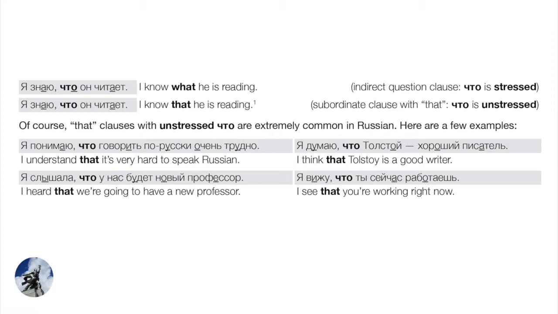Okay, let's look at a few other examples. Я понимаю, что говорить по-русски очень трудно. I understand that it's very hard to speak Russian. Now, note that especially with these that clauses in English, we typically don't use a comma there, right? But in Russian, with a subordinate clause of almost any kind, we should really use a comma, especially in written Russian.